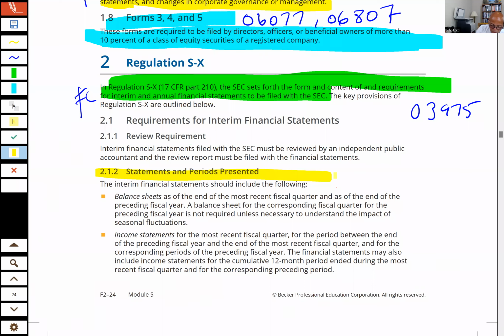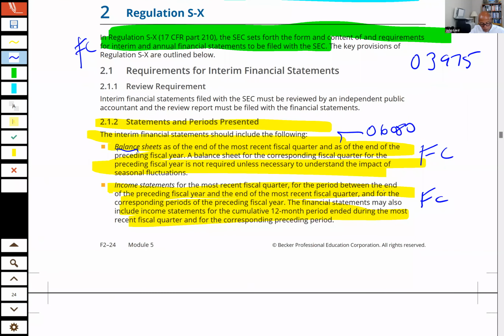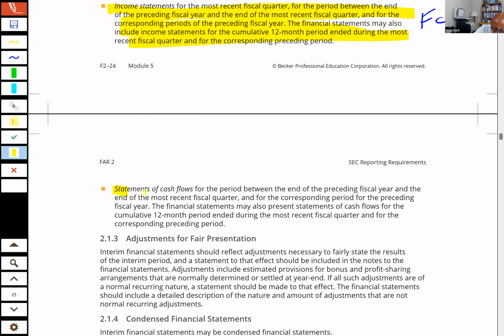Okay, and then we start getting into what needs to be presented under that Regulation S-X. And so they start talking about the interim statements here. I just want you to flashcard what needs to be provided in the balance sheet, and it's basically talking about what quarters need to be provided. Income statement, what quarters need to be provided. Okay, and you can go ahead and flashcard that. The balance sheet question gets asked in 06080. And then you can come over and for the statement of cash flows, same thing, what needs to be provided for the statement of cash flows.